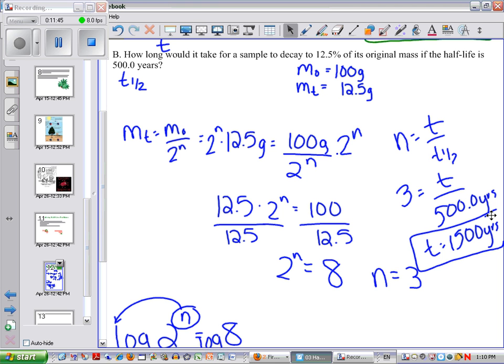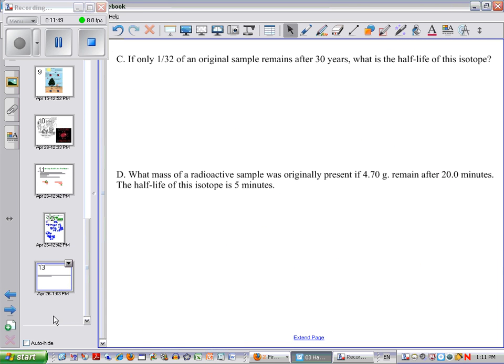We're going to do one more practice problem. And the only reason I'm showing you this one is because, like how this one was a little bit different with the percent, this next one's a little bit different with a fraction. So it says, if only 1/32 of an original sample remains after 30 years, what is the half-life?